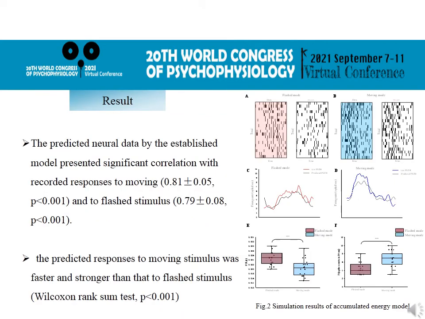The simulation results of our model show that the predicted neuron data presented significant correlation with recorded response to moving and to flashed stimulus. Furthermore, the predicted responses to moving stimulus were faster and stronger than that to flashed stimulus. The predicted responses were highly consistent with recorded response, suggesting that our model could capture the difference between response to moving and to flashed stimulus.